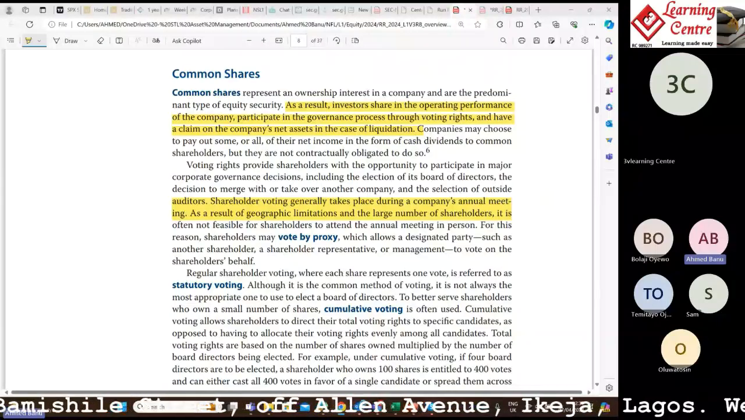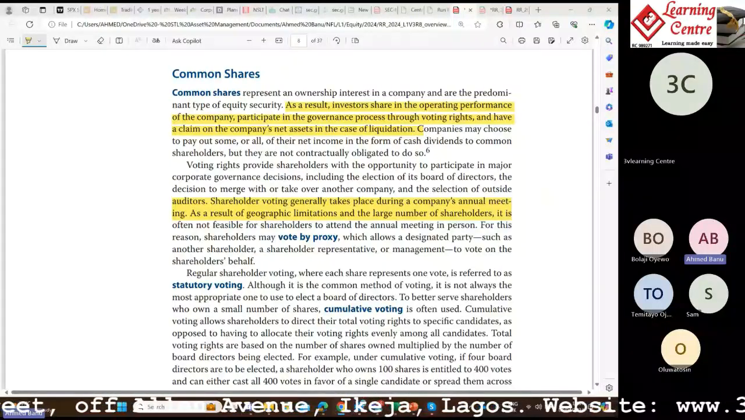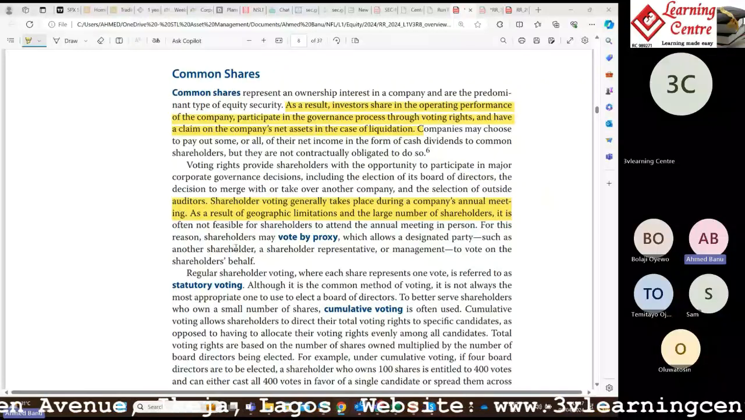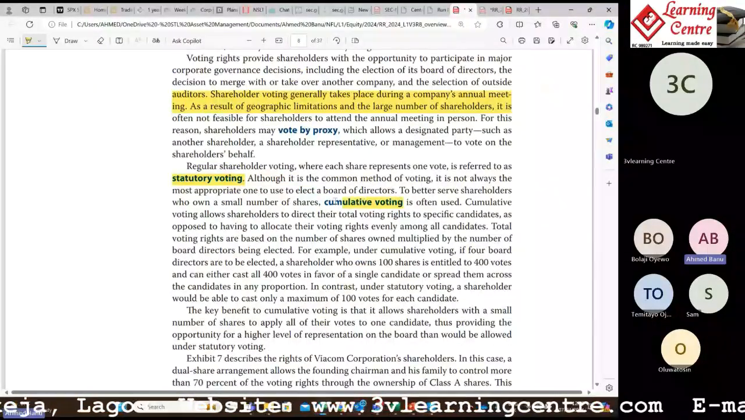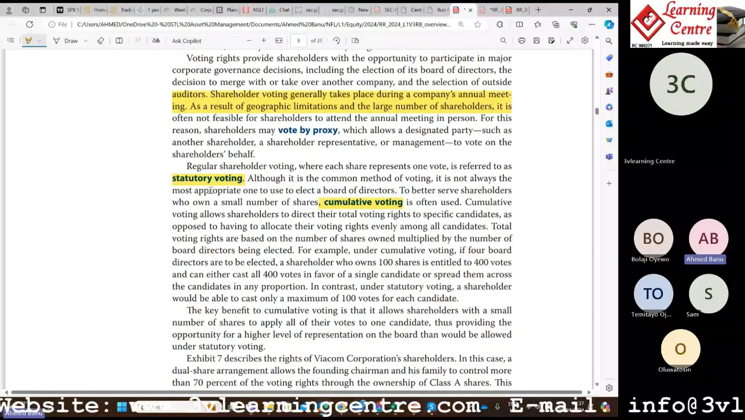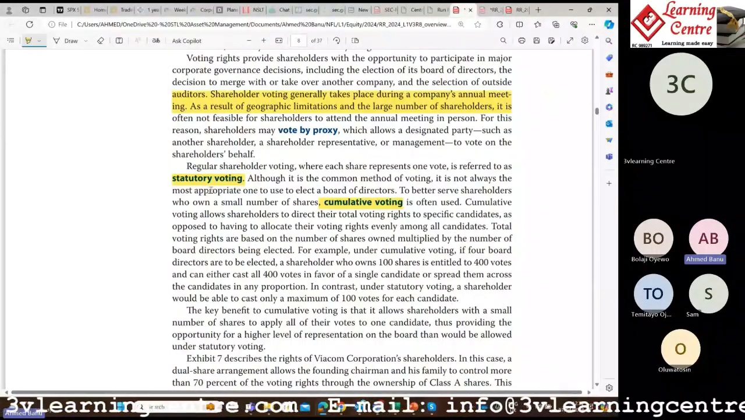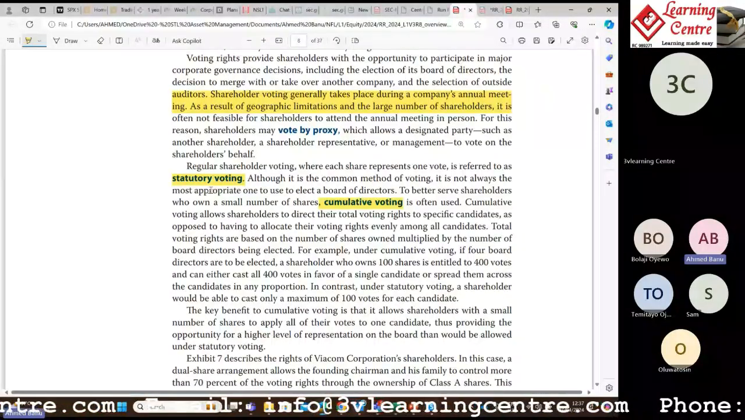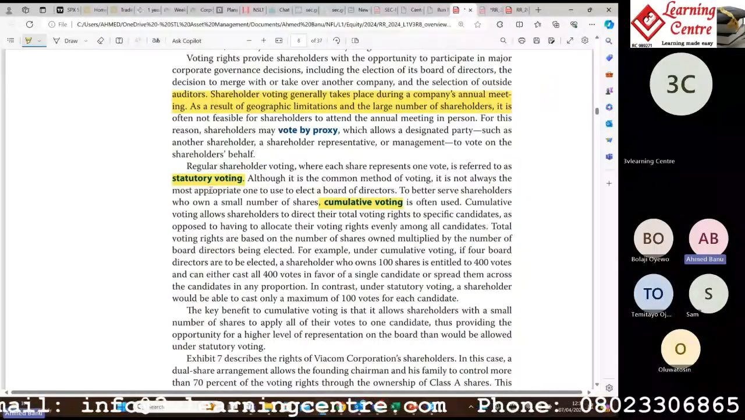Now, regular shareholders voting, where each share represents one vote. So there are different types of voting rights. We have what we call statutory voting, and we have what we call cumulative voting. In the case of statutory voting, each share you have is equivalent to one vote. So that means if I have 1 million shares, then I have 1 million votes. So 1 vote is equivalent to 1 share.